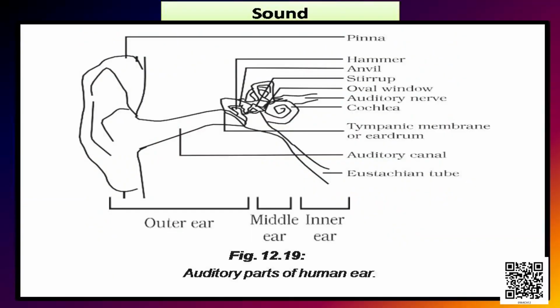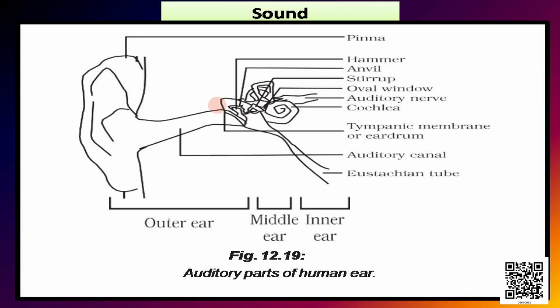Students, just concentrate on figure 12.19 that is given in your book. The outer ear is called pinna. It collects the sound from the surroundings. The collected sound passes through the auditory canal. At the end of the auditory canal, there is a thin membrane called the eardrum or tympanic membrane.